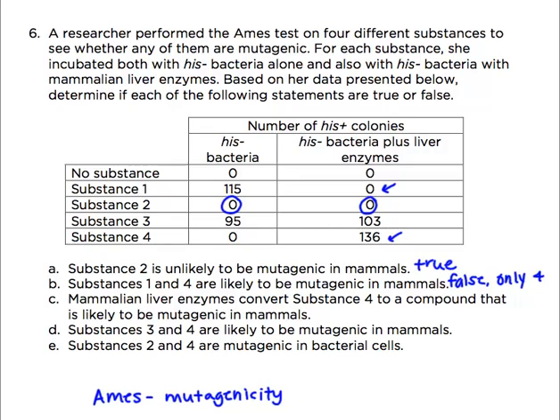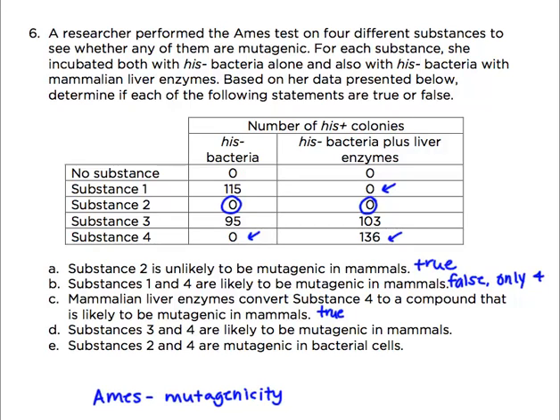Statement C. Mammalian liver enzymes convert substance 4 to a compound that is likely to be mutagenic in mammals. So for this, you want to compare the His minus bacteria only with the His minus bacteria added with the mammalian liver enzymes. If you see, when you just put substance 4 with the bacteria, you don't see any revertant colonies, so it's not mutagenic. However, when you add the liver enzymes, you see 136 revertant colonies, which means that you want to conclude that the liver enzymes are actually converting it and doing something to it to make it mutagenic. So for C, we're going to say true, that mammalian liver enzymes do seem to convert this substance into something that's mutagenic.